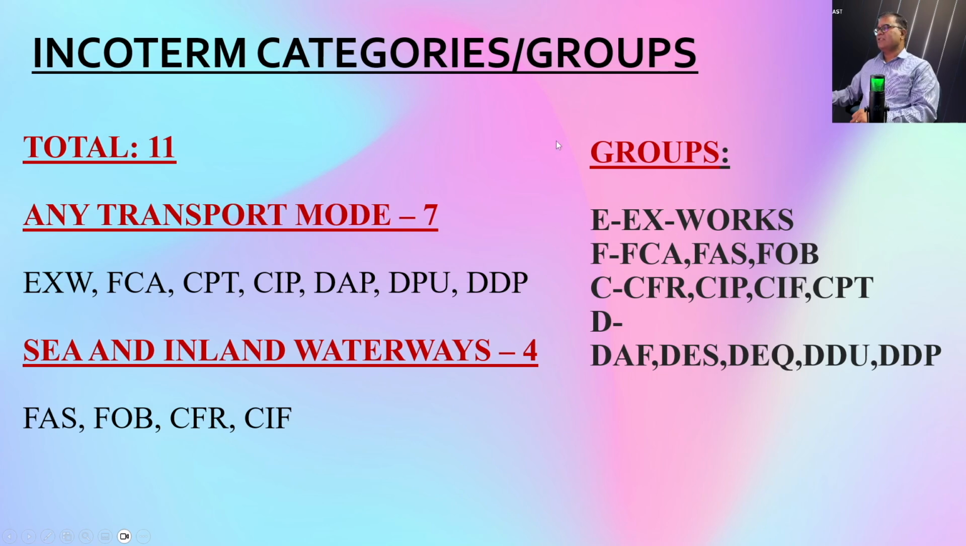Generally, some people make their groups by alphabet also. One alphabet is E, others are F, C, and D. E is for EXW; in the F group there is FCA, free carrier, free alongside ship, and free on board. C is CFR, CIF, CIP, CPT, and D is DAF, DES, DEQ, DDU, and DDP. So by the alphabet, some people group them this way. Here you can see that in any transport mode you can use 7 terms, and for water and sea you can use these 4 terms. These are the categories of total Incoterms.